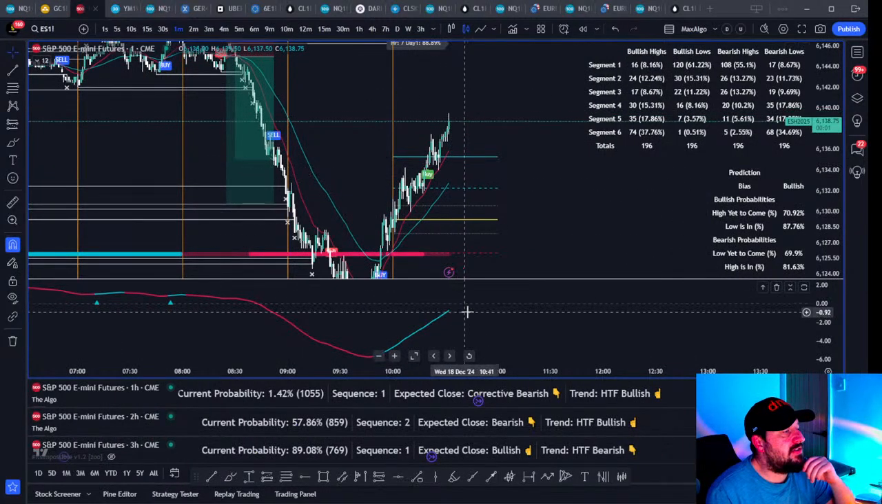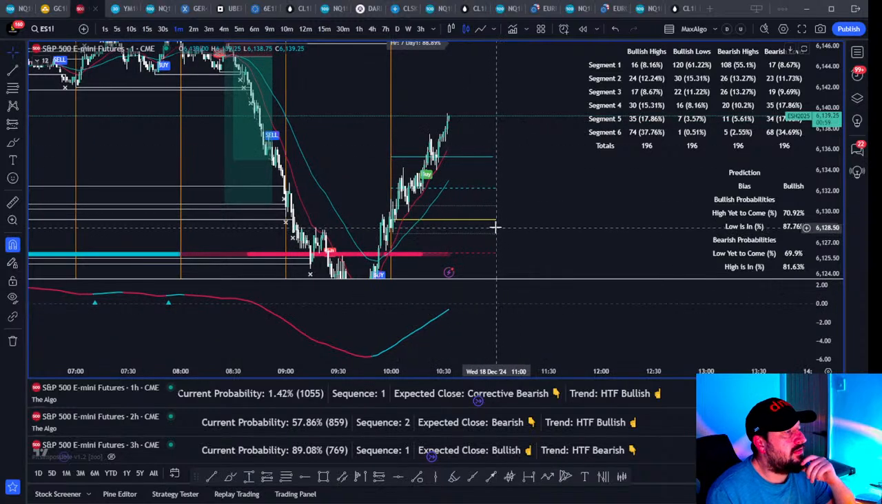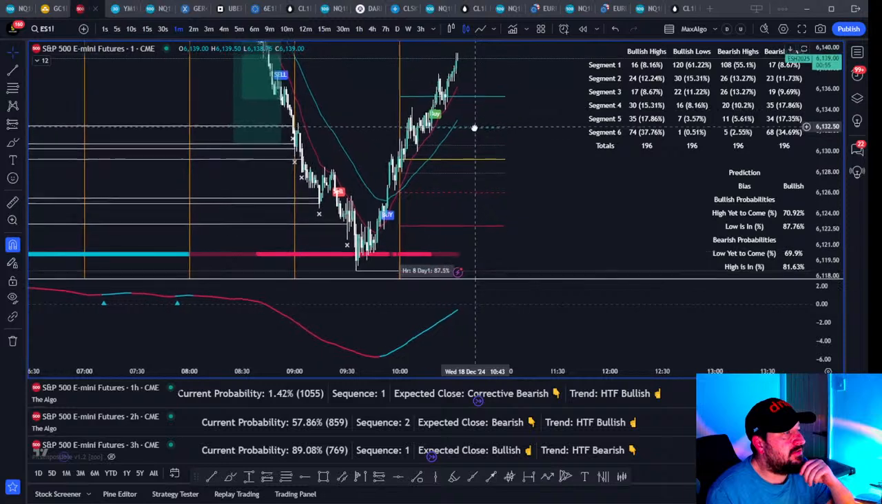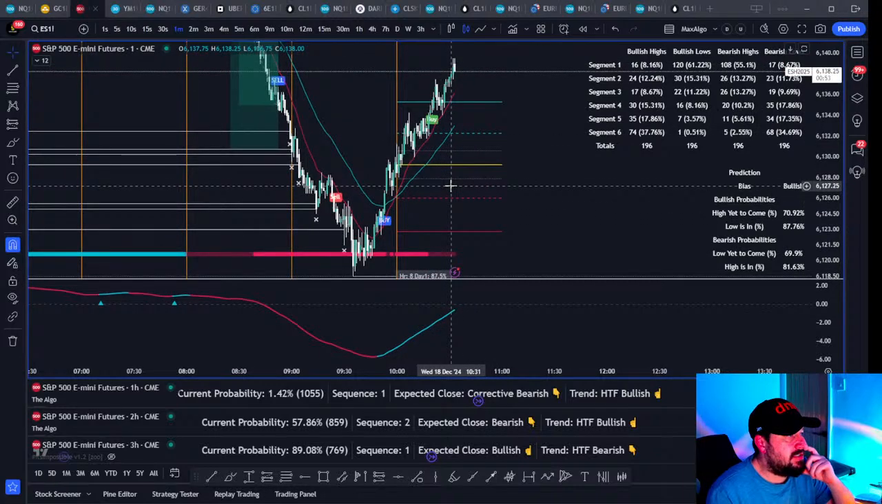ES is coming up to that zero line. So ES is much more bullish. Proper V-shaped recovery. Absolutely disappeared.